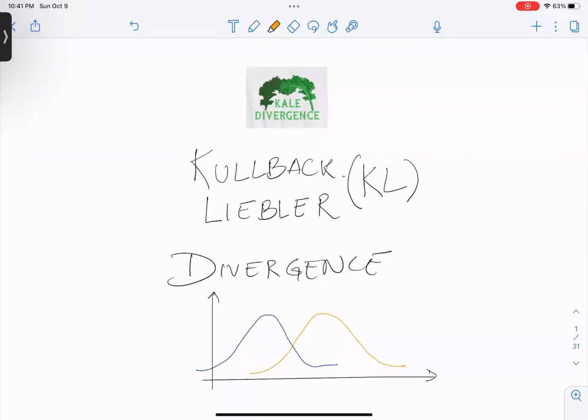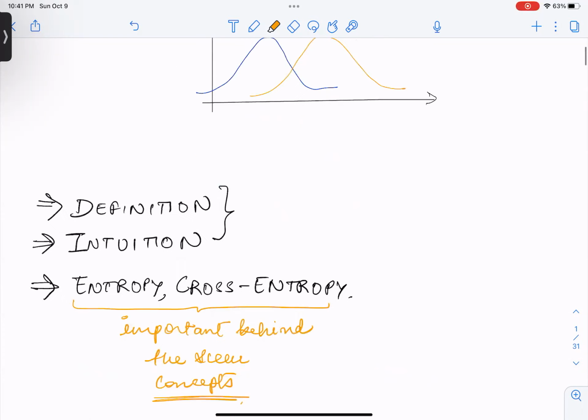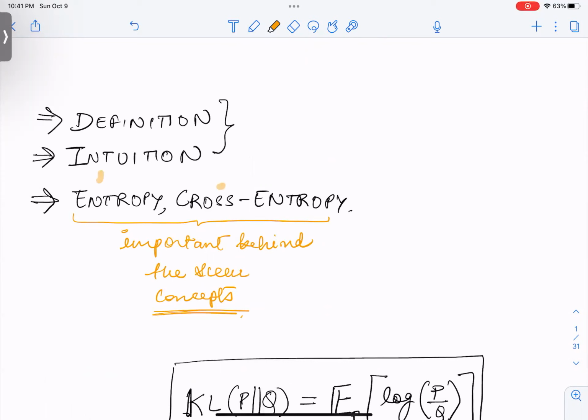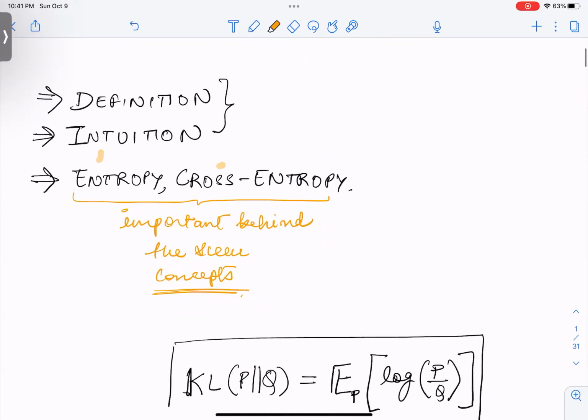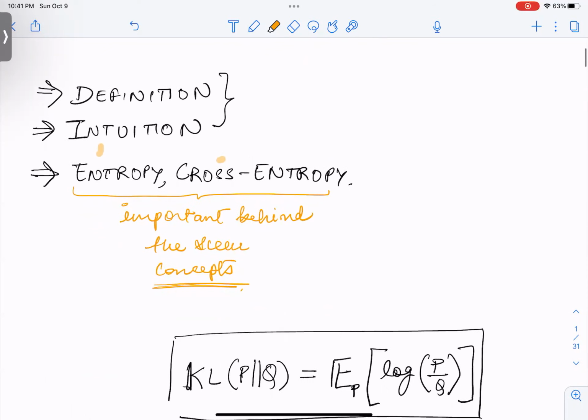Hello, let's understand what is KL divergence. So we look into the definition, the intuition, some behind the scene concepts like entropy, cross entropy, something from information theory, and we'll build an insight and also look into some properties of this KL divergence.